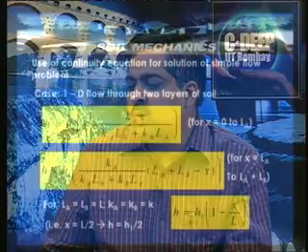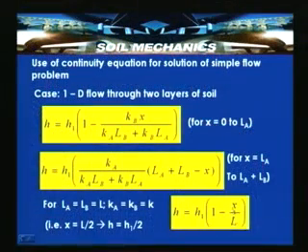For in-between points, say x is equal to L by 2, we can determine it using the expression H is equal to H1 into 1 minus x by L. This is obtained by substituting into these expressions. If x is equal to L by 2, that is when the flow has covered 50% of the length, then 50% of the total head is already lost. That means H1 is reduced to around H1 by 2.